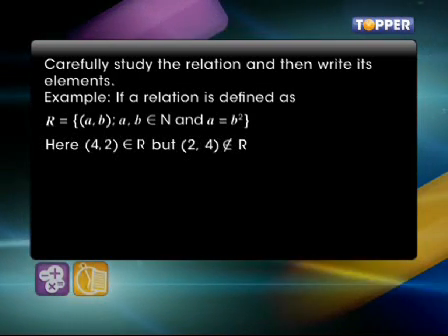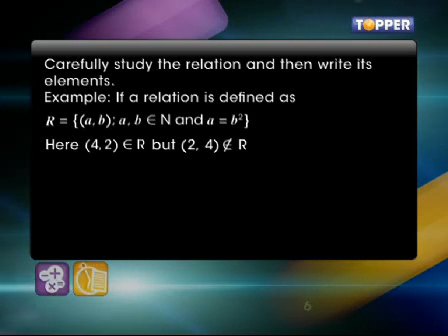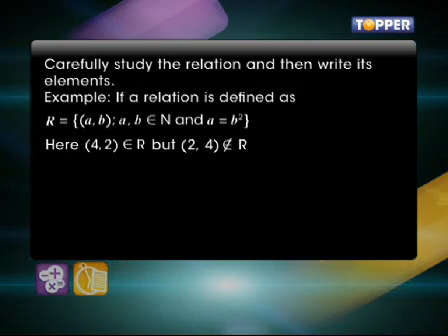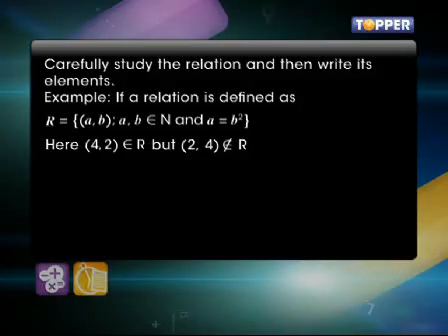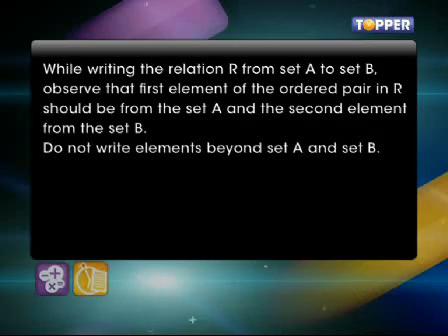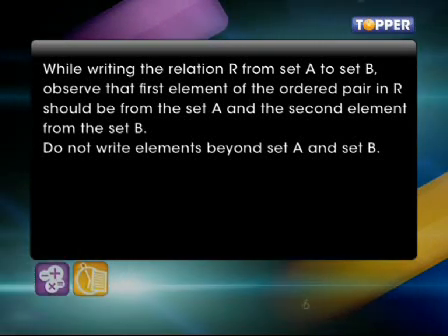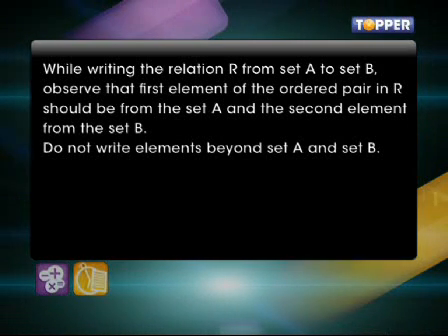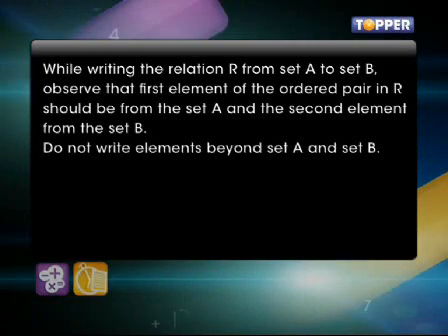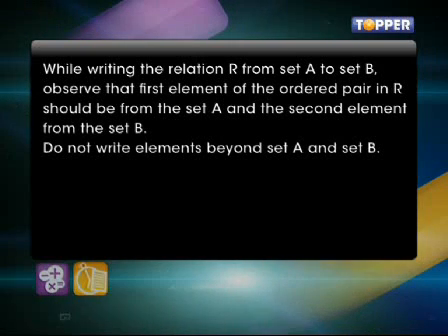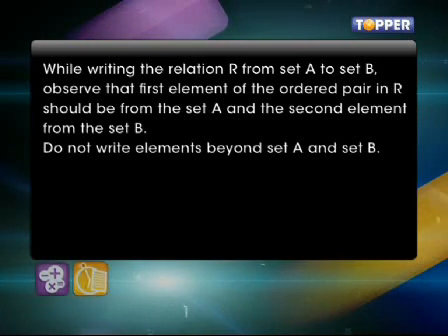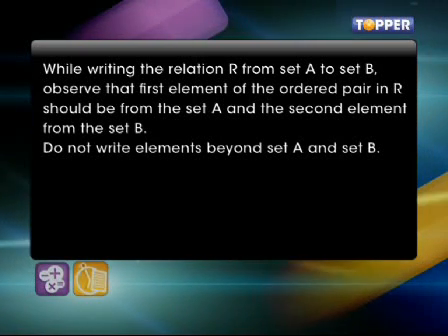Here (4, 2) belongs to R, whereas students sometimes write it as (2, 4) belonging to R, which is incorrect. While writing the relation R from set A to set B, you must observe that the first element of R is from set A and the second element is from set B. Do not write the relation beyond set A and set B.